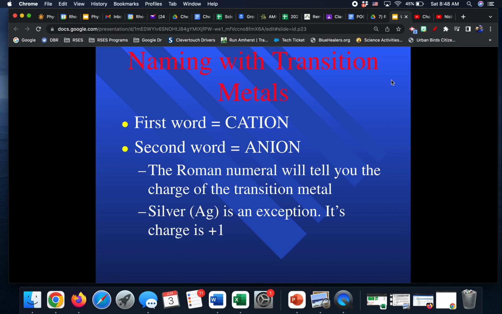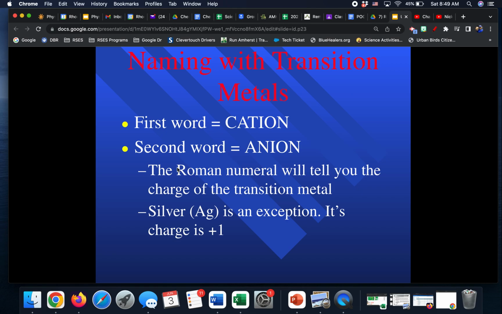Alright, so that takes care of the polyatomic part of these notes. Now, if our first element is a transition metal, so groups 3 through 14, not groups 1 and 2 (1 and 2 are our friends, those are easy: name the first metal, put "ide" on the second nonmetal, and you're good), but in this case, we have to add something.